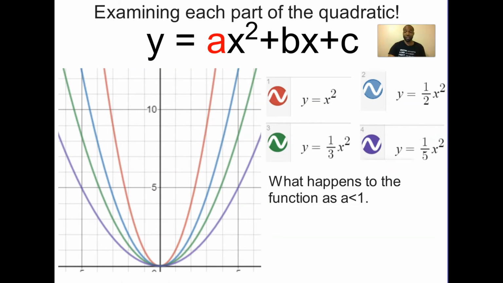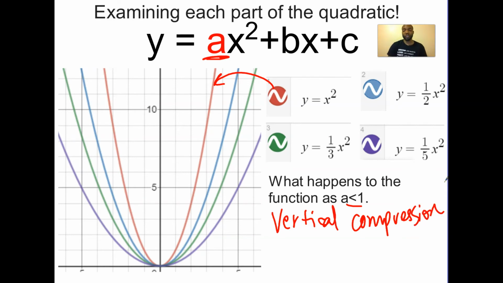We are still examining A. What happens when A becomes less than 1? The parent function is here, and then y equals 1/2 x squared, then y equals 1/3 x squared, and then y equals 1/5 x squared. What happens when A is less than 1, or becomes smaller? We can see that it widens. This is called a vertical compression.